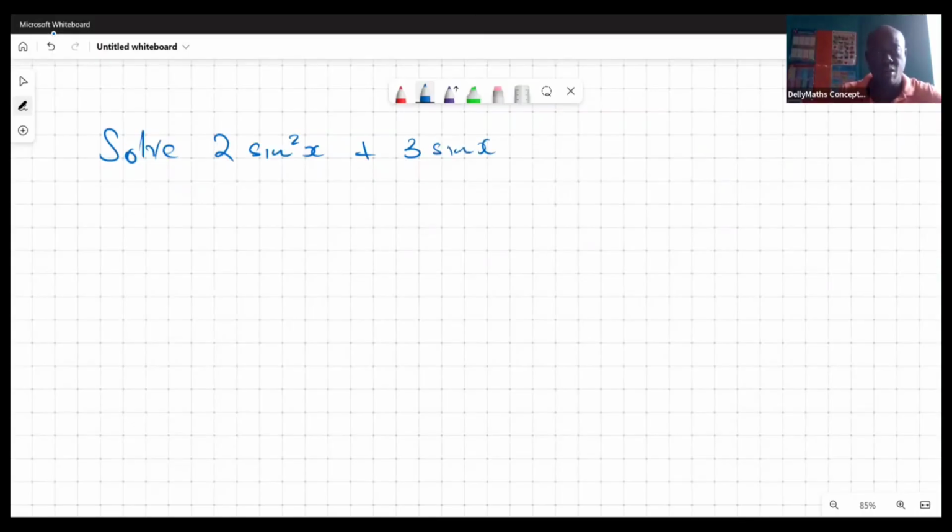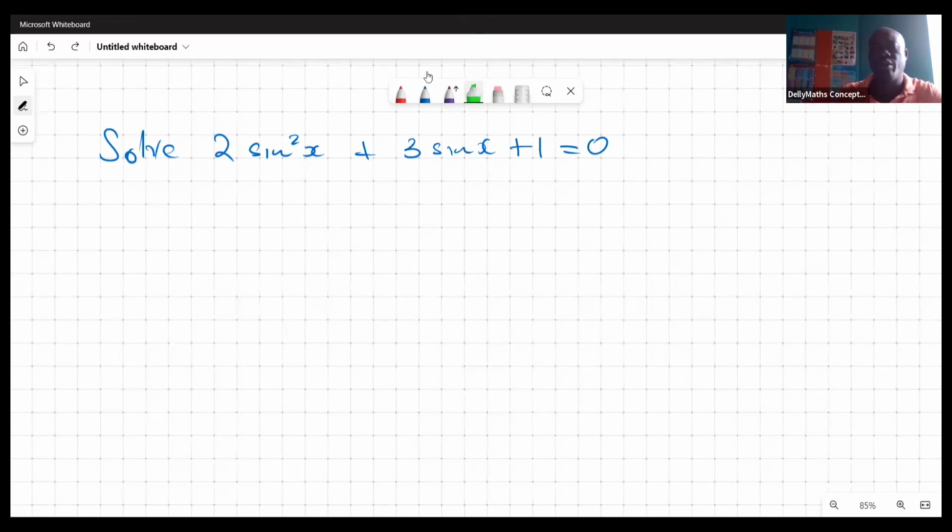Sine x plus 1 is equal to 0. Now, sometimes when I get this, one good thing is that I'm seeing one trig function here. I'm seeing sine, right? But when I look at this, I'm realizing that there are a number of ways we could do this, but one of the easiest ways is to see this as a quadratic.